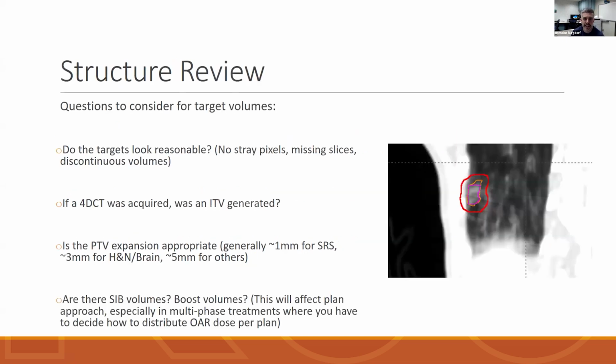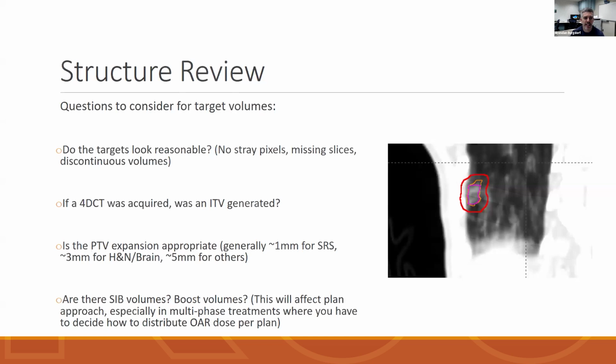Okay, so now we'll go into some of the pre-planning considerations that you'll want to take. The first practice that is a very good thing to do when you're starting a VMAT treatment plan is to do a target structure review. Some questions to consider for target volumes include, do the targets look reasonable? Obviously, as physicists and dosimetrists, we're not trained to delineate or outline target volumes. However, because of our clinical experience, we have a lot of familiarity with what they normally look like. So things that we're looking for that may be a mistake include stray pixels, missing slices, or discontinuous volumes. If we see anything like this, it may be best to stop and confirm with our radiation oncologist that the target is drawn correctly, because that will have a large impact in our planning approach.